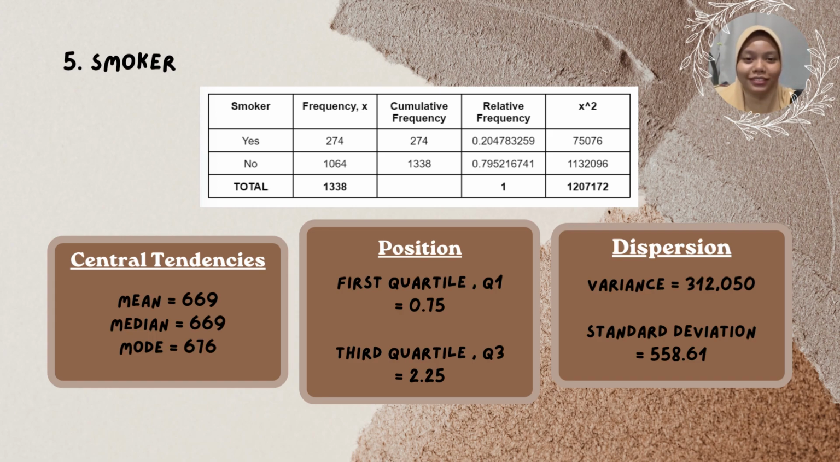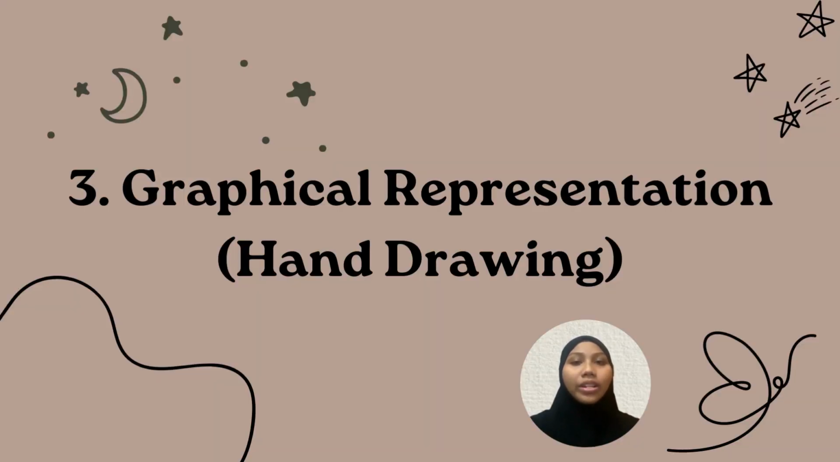558.61. Hello, my name is Kasra Balkis binti Saiful Amiruddin and my matric number is A2280930. I would like to present about the graphical representation by hand drawing in this data set, which is set C. So let's start in the next slide.